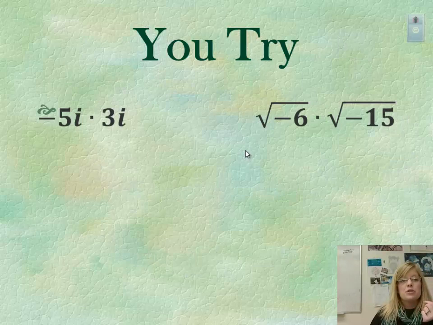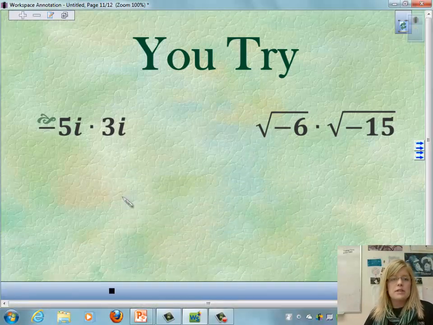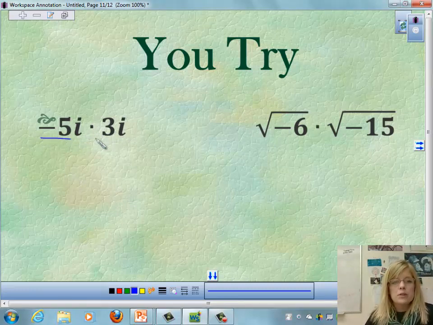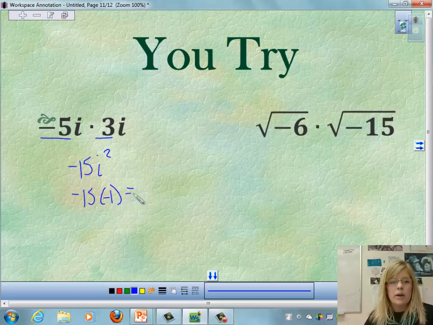Alright, I want you to pause, stop, and I want you guys to try it. Alright, hopefully you paused and you stopped. Let's see if your answers match mine. This is a negative 5i times 3i. We'll multiply your constants. Negative 5 times 3 is negative 15 times i squared. Again, i squared is negative 1. So what's negative 15 times a negative 1? Hopefully at the end you got a positive 15.